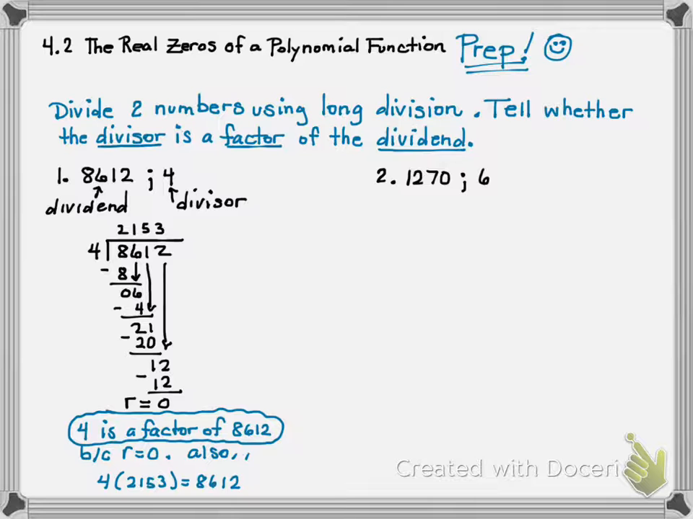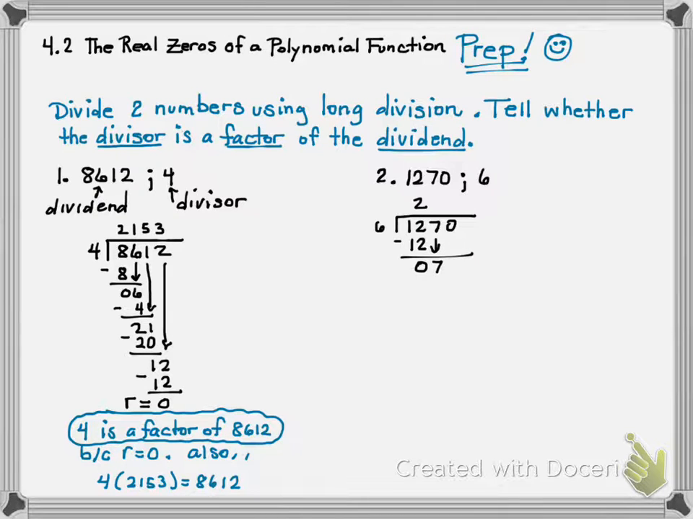Okay, so let's check number 2. Is 6 a factor of 1270? Well, let's take a look. We'll go ahead and set up our 6 and our big old division bar, and then 1270. How many 6s go into 1? None. So we've got to move on to the next digit. How many 6s go into 12? 2. 2 times 6 is 12. Subtract, 0. Bring down that 7.